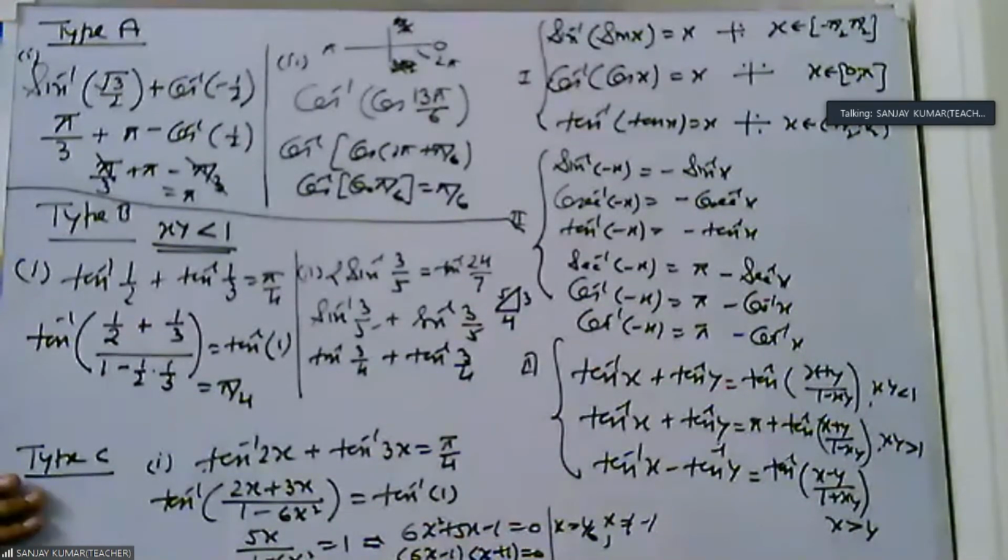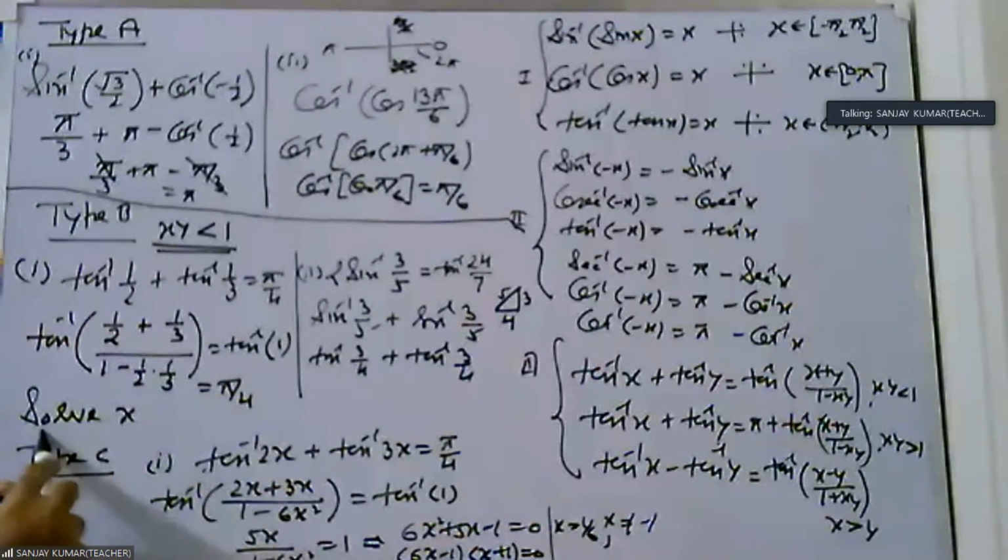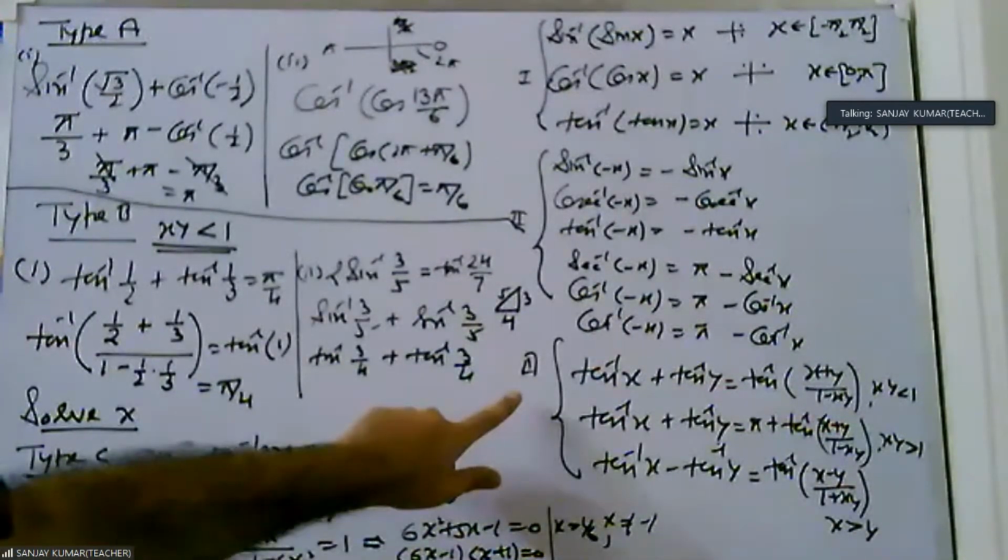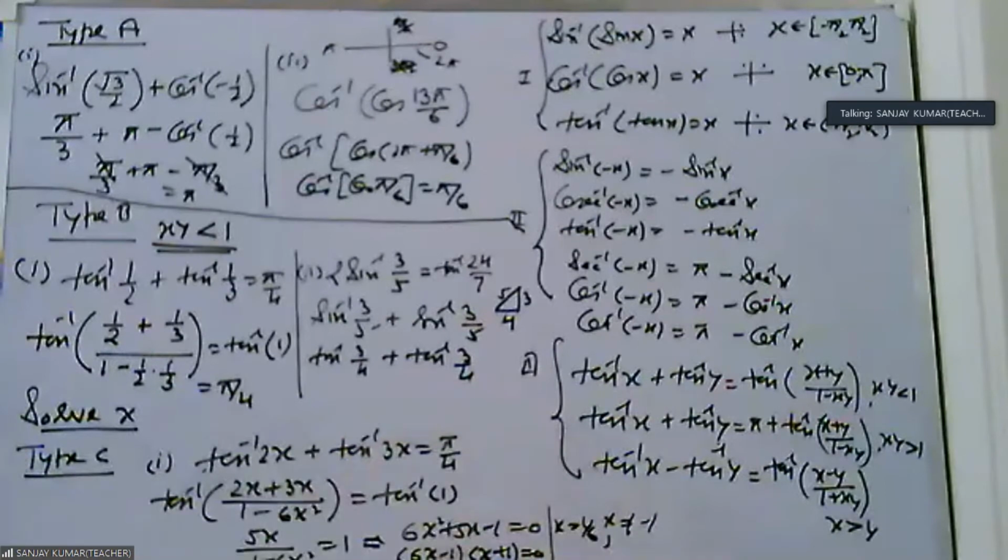And this is type C. This is a question, solve for x. So till now we have done this in trigonometry. This is solve for x. You have only one concept: on both sides tan inverse, then tan inverse is cancelled with the tan inverse. Again, these are the rule of the third type formula. So this is all about inverse trigo that we have done till now.